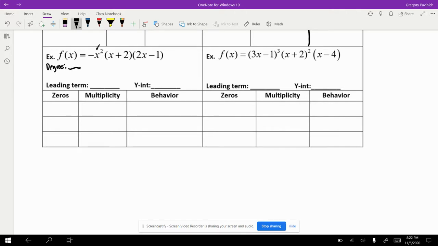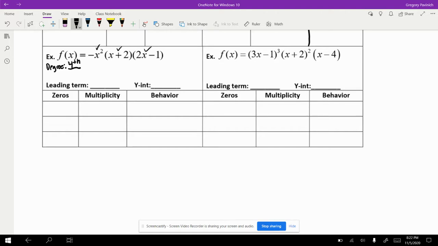This is a quadratic times a linear times a linear. So a second degree times a first is a third, times another first degree polynomial is a fourth. This is a fourth degree polynomial, right? A quadratic times a linear is a cubic, times another linear is a quartic or a fourth degree. Okay.